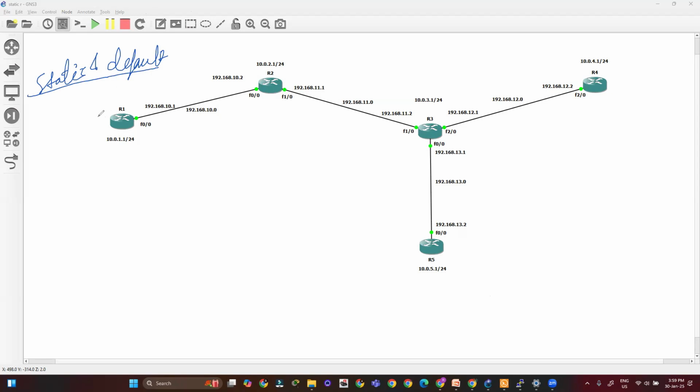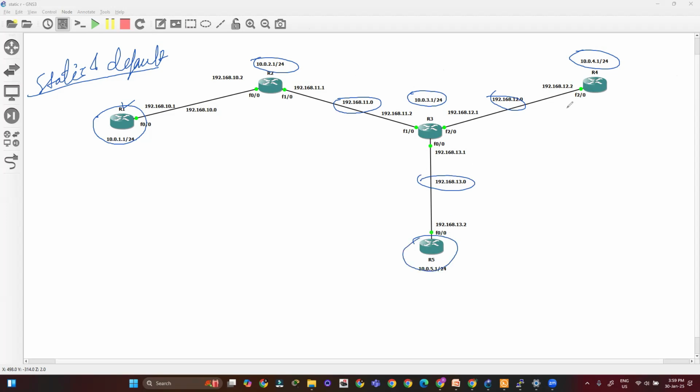Let us assume I am going to configure router number one for static route. Then I have to check what are the indirectly connected networks available. For router number one, the indirectly connected networks are this one, right? Because this is a loopback IP address available for a different network. This is an indirectly connected network, this is again an indirectly connected network, and so on here.